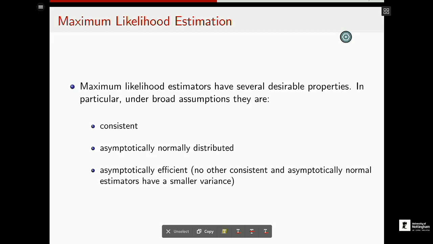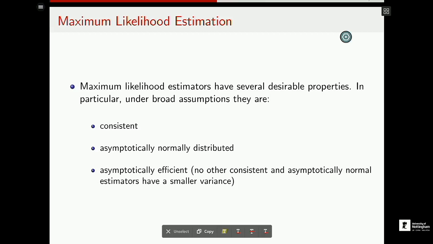Asymptotically, which means in large samples, as the sample size goes towards infinity, the maximum likelihood estimates behave as if they're normally distributed, even if the underlying distributions involved aren't normal. So in large samples we can treat maximum likelihood estimates as being normally distributed, and that allows us to build hypothesis testing procedures based on the maximum likelihood estimates.